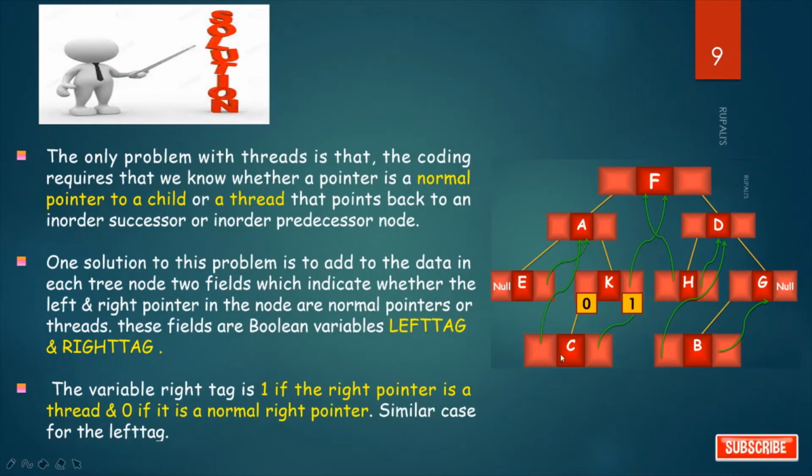For C, what is the value of left tag? It is a thread. So, it is 1. Right tag value is also 1. For H, left tag value is, it is a thread pointer. So, it is 1. Right tag value is, it is a thread pointer. So, it is also 1. For D, the left field holds the address of H, the right field holds the address of G. So, both are normal child pointers. So, both fields are 0.